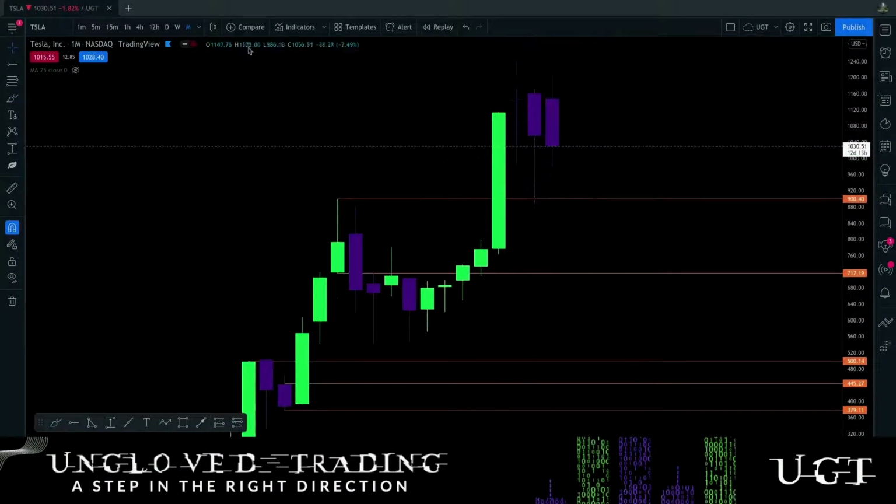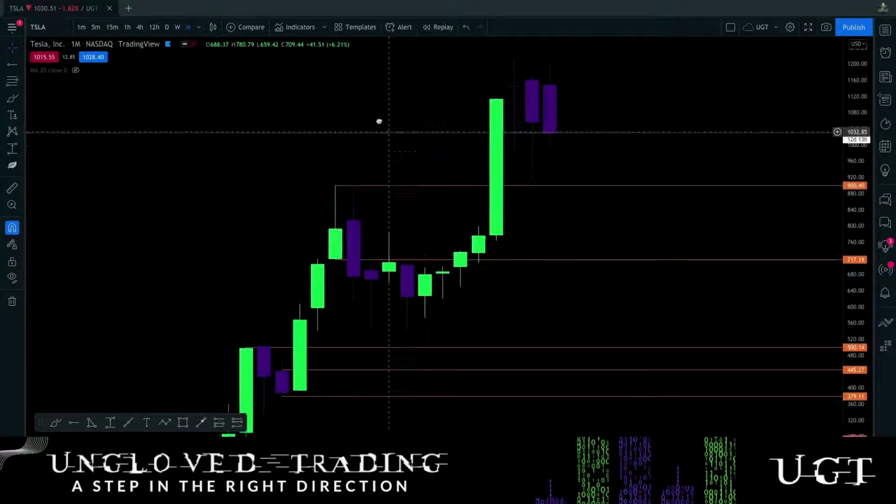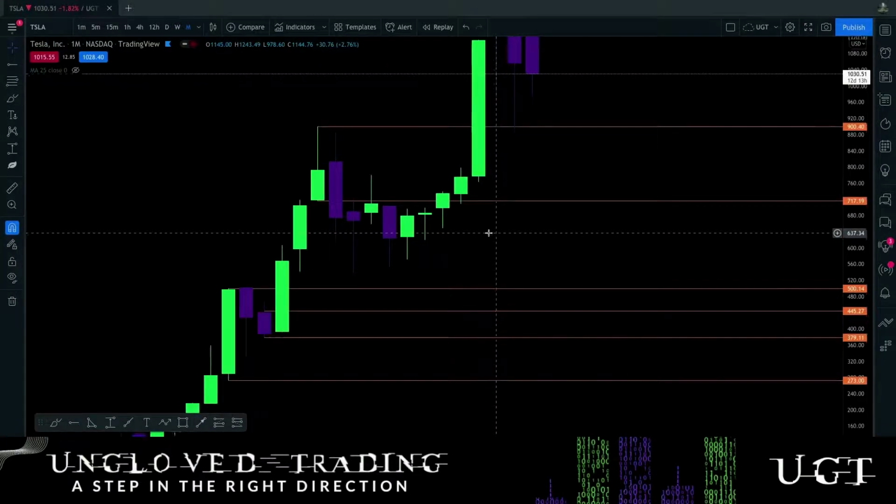Look at this level here. Monthly high, comes up, over, hits it, bounces off. If you're going to the weekly time frame, look at how well that level is respected there. So that's exactly what we would do.